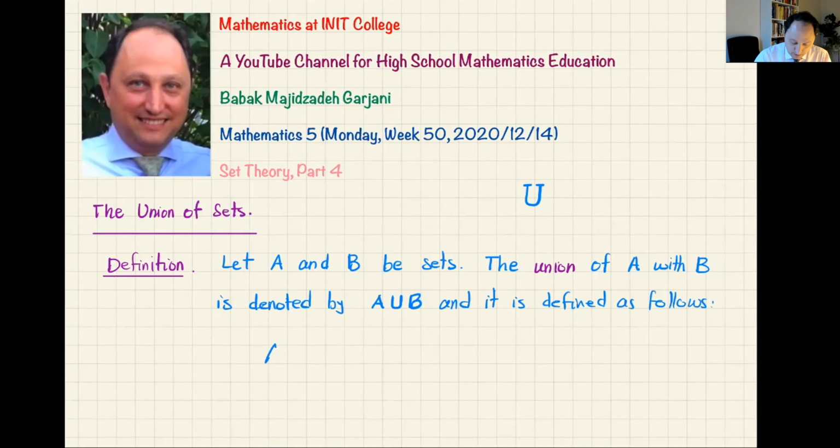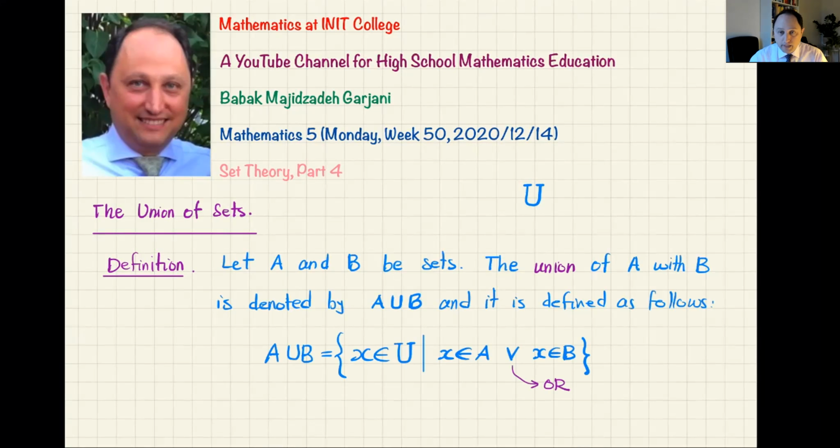We say that A union B is the set consisting of all those elements, of course, from the universal set. Every element is coming from there, but with what property? The property is that X belongs to A or X belongs to B. If you don't know, this symbol means or. And always this is a logical or.